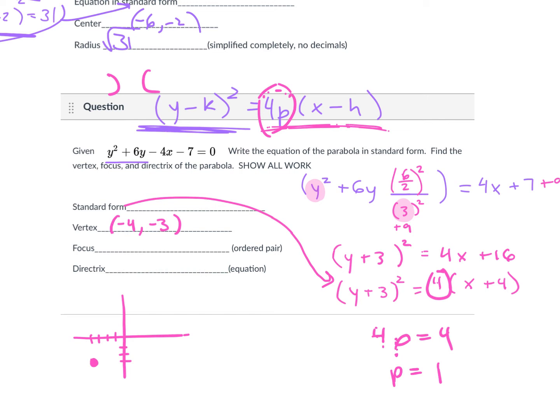The right. Because p is positive, it opens to the right, and my p is 1 space away from my vertex. So my vertex is at -4, my focus is at -3. So I'm going 1 in the positive direction because p is positive. So what's the coordinate point for my focus? -3, -3.